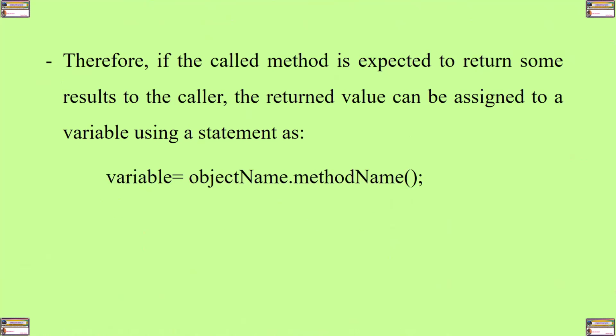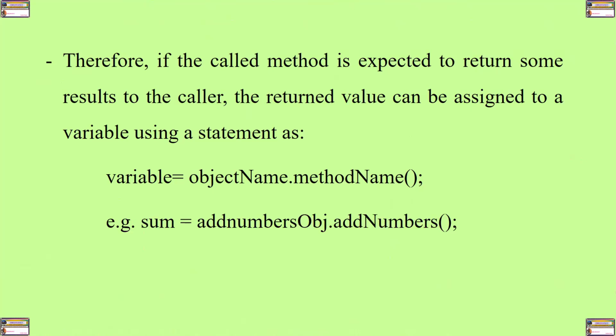So this statement here simply means that the method called method name, which is being executed through the object called object name, is supposed to return a value, and that value is supposed to be assigned to the variable. So for example, if the method called add numbers is going to return a value, for example, of type integer, or the result as type integer, then that value is supposed to be assigned to the memory location called sum, and this is how we write it.